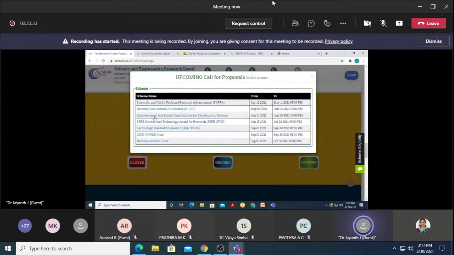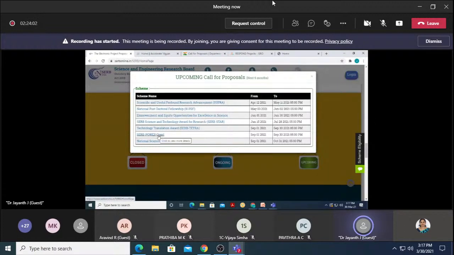For example, if someone is planning for a postdoctoral fellowship, you have the National Postdoctoral Fellowship, where the call will be from May 3rd to June 2. So you can start working from now itself. You have 1 month. As ma'am told, if you are in the women category, it will be open throughout the year. If there is any SC or ST category, they have a scheme called Empowerment and Equity Opportunities.